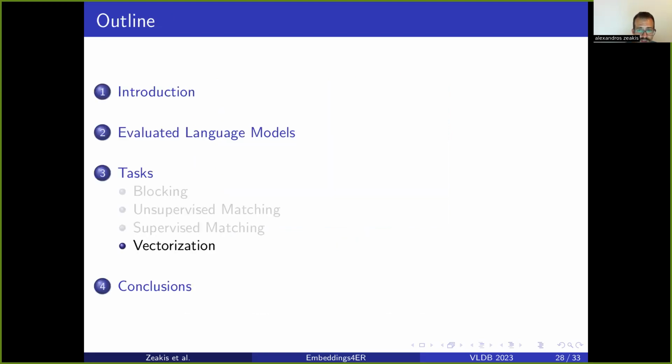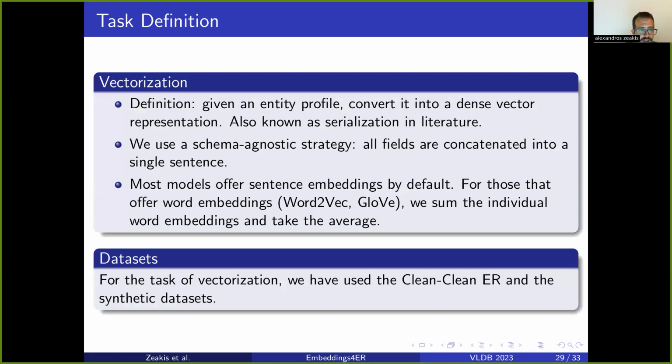Now, let's move on to the vectorization. Vectorization is also known as serialization in literature. Given an entity profile, we convert it into a dense vector representation. We use a schema-agnostic strategy, meaning that all fields are concatenated into a single sentence. Most models offer sentence embeddings by default. For those that offer word embeddings, which are Word2Vec and Glove, we take the average of the individual word embeddings. For this task, we have used the clean linear and the synthetic datasets.